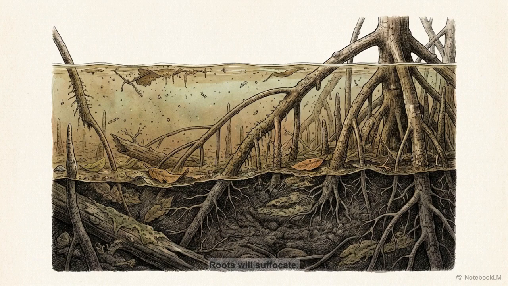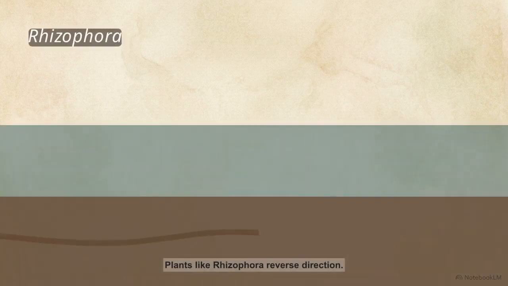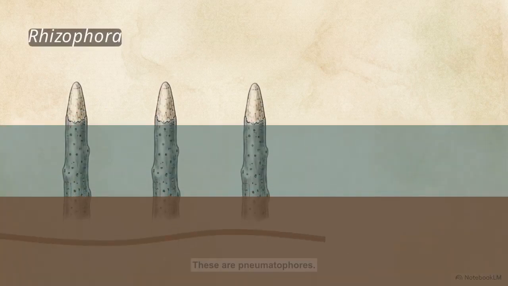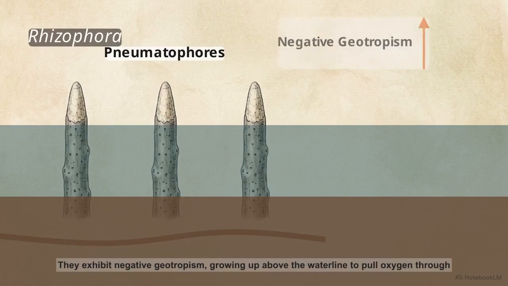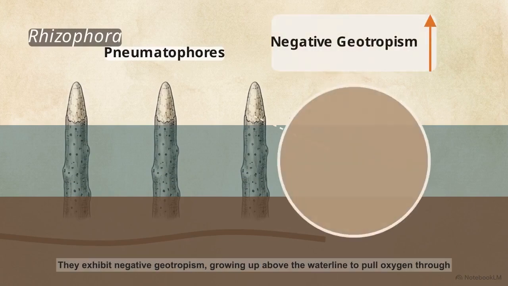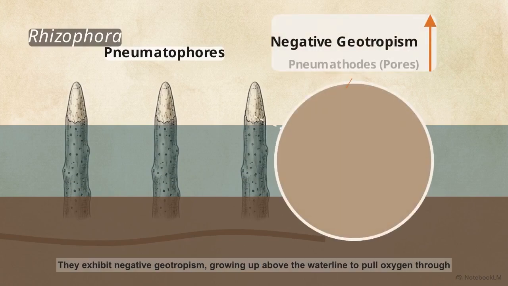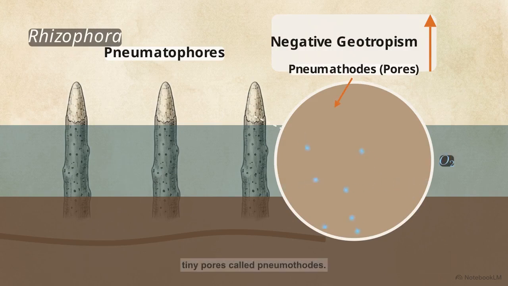In swampy, anaerobic environments like mangrove forests, growing downward is a death sentence. Roots will suffocate. Plants like Rhizophora reverse direction. These are pneumatophores. They exhibit negative geotropism, growing up above the waterline to pull oxygen through tiny pores called pneumatodes.